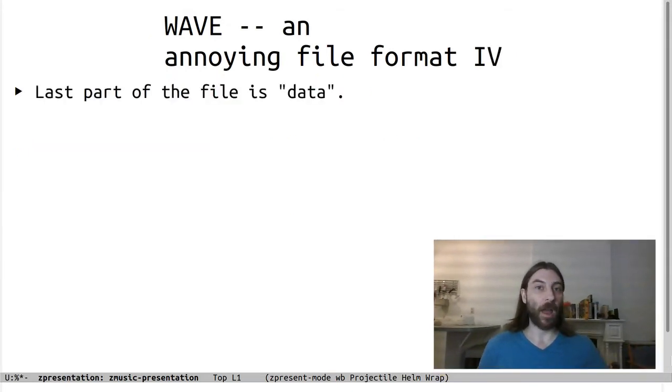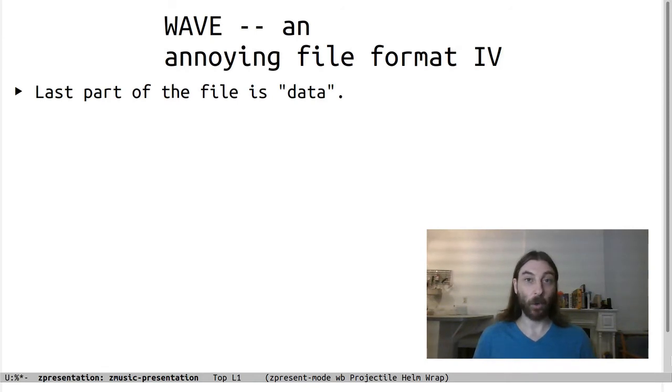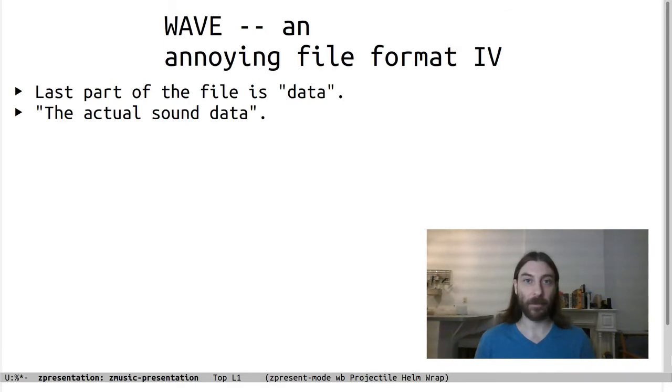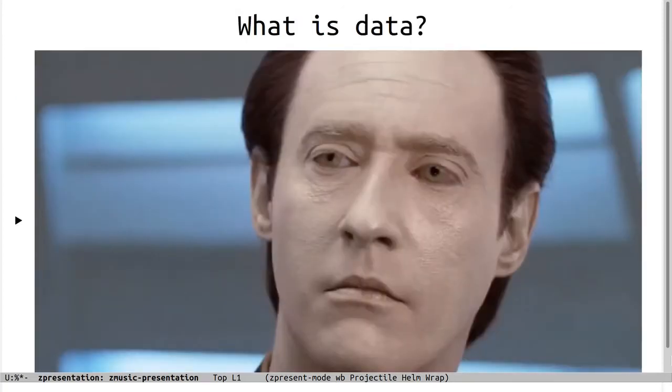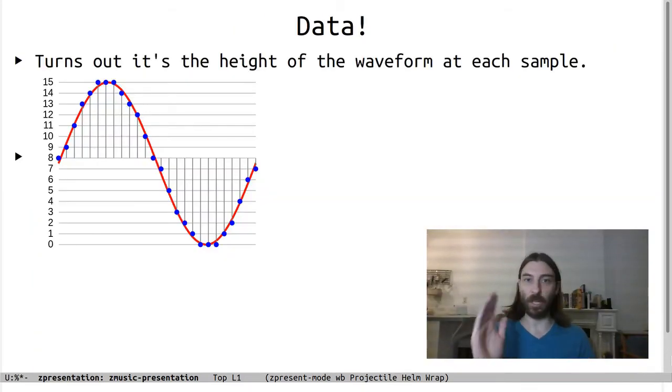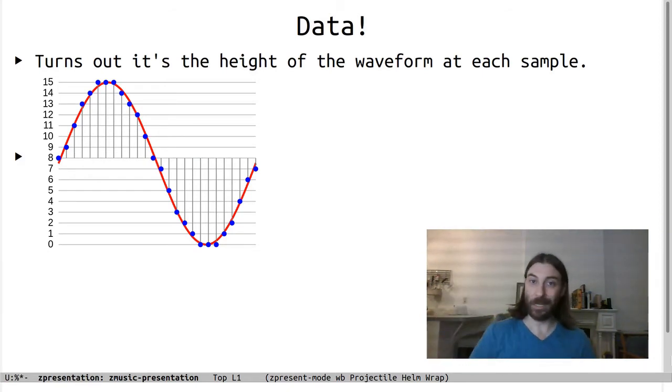Also, the last part of the file is described as data, or as one website I found said, the actual sound data. Now, I don't know about you, but when I see that, I think, what is data? It turns out that sound is just a wave, and the data is just a bunch of measurements of the height of that waveform at each sample. So this wave starts at 8, goes 9, 11, 13, 14, 15, and then back down. If you just take those measurements, those numbers, and put them in a file, that's all your data is.